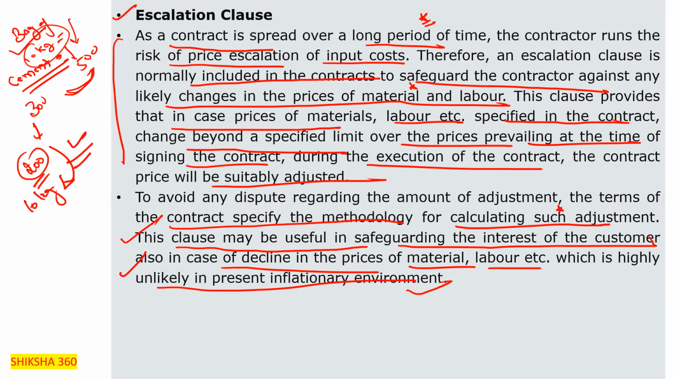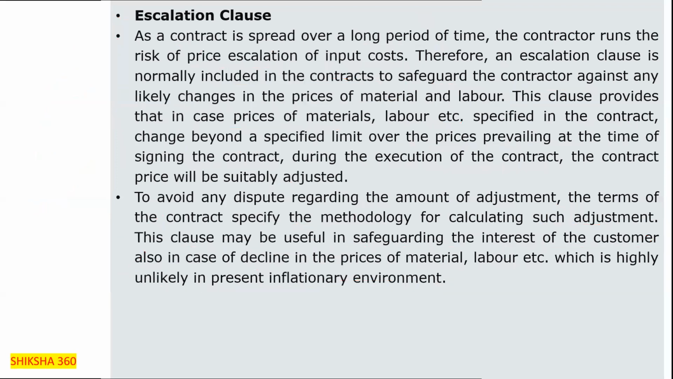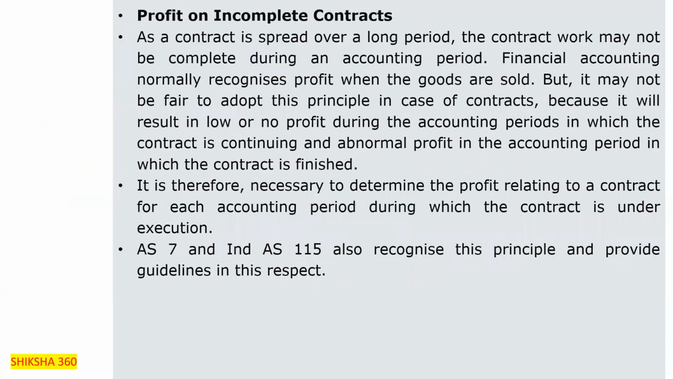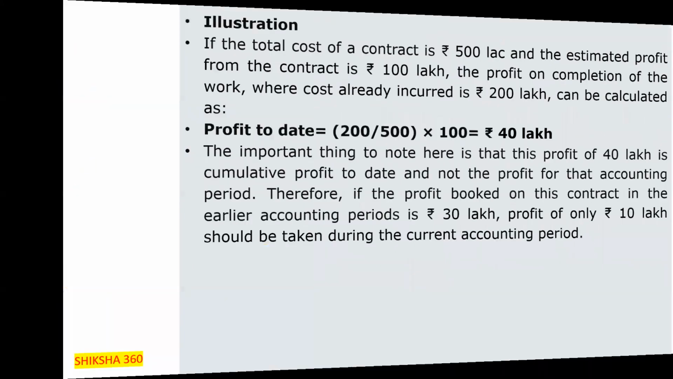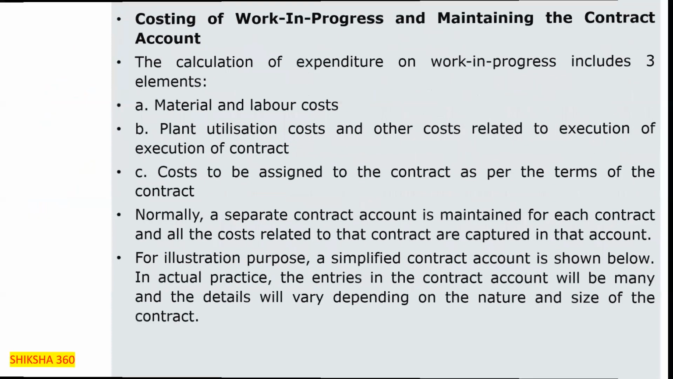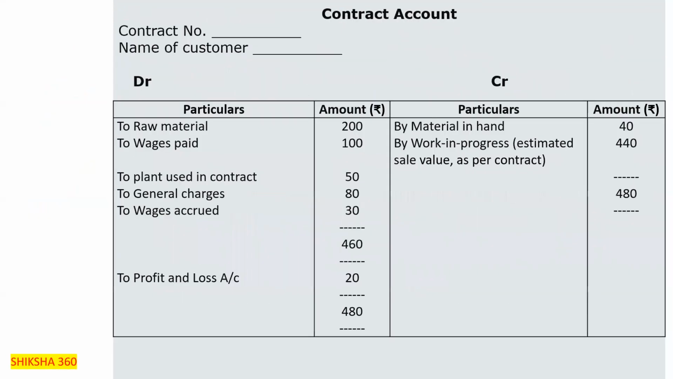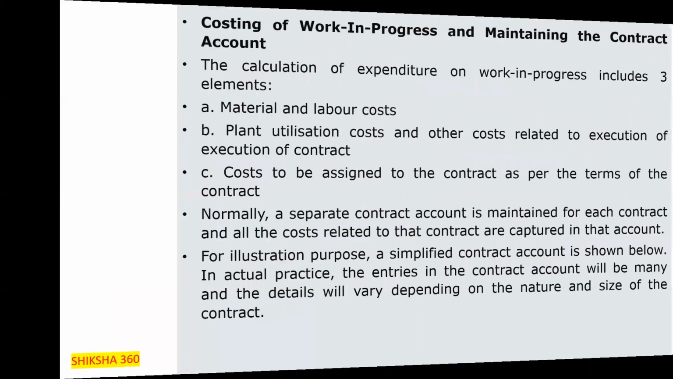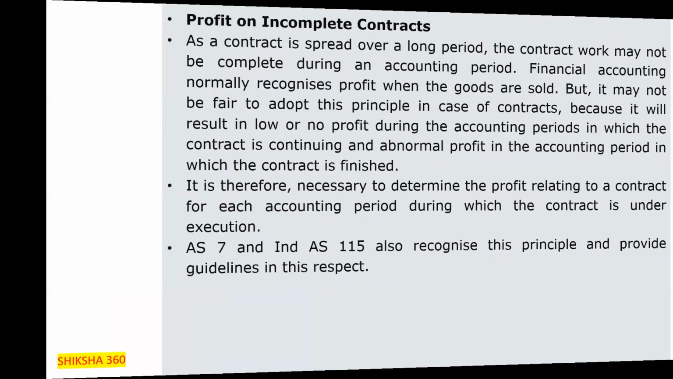In this session we have discussed up to this point. In the next session we will discuss some other points: first, profit on incomplete contracts, and after that an example on costing of work in progress, maintaining the contract account, and how we have to maintain the contract. I will discuss all these things in the next session along with some MCQs.